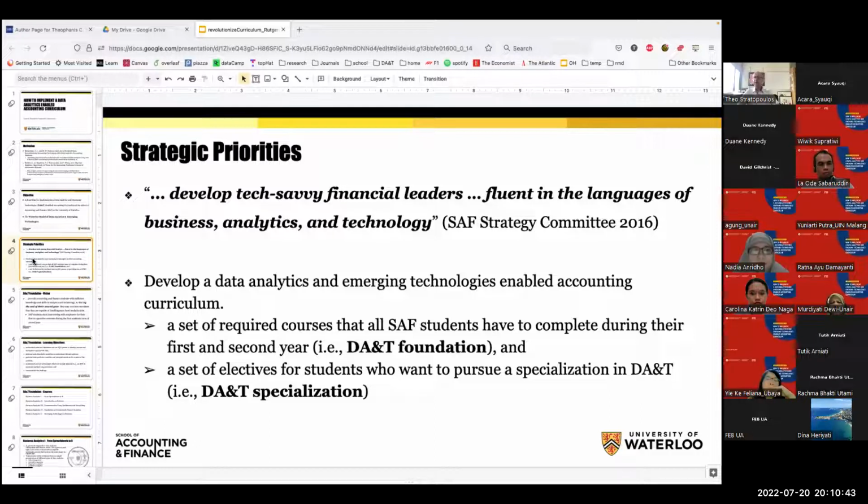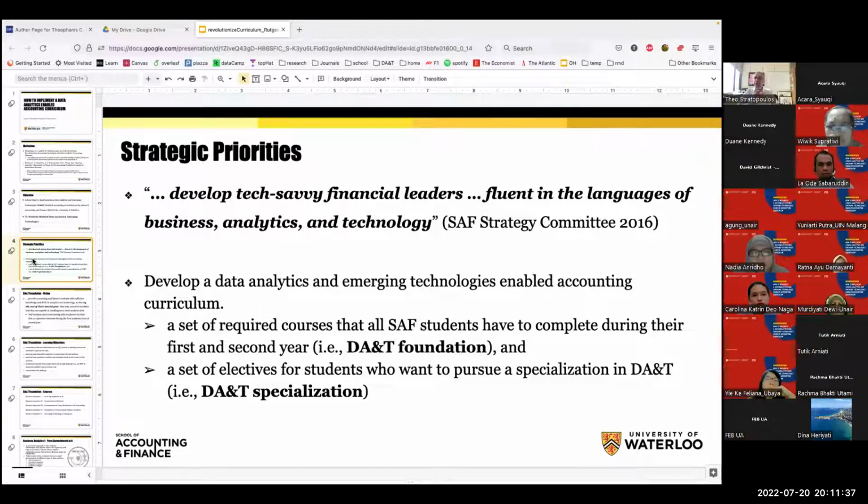So having this strategic priority of developing tech-savvy financial leaders, we decided, all right, what do we need to do to develop these students? It's one thing to say that yes, we want our students to be tech-savvy, but we need to take actions. We need to make changes in our curriculum. The two changes that we introduced as part of the strategy were, first, that we want all of our students to have a strong foundation, regardless of their specialization, whether you want to become a tax accountant, a financial accountant, or a managerial accountant, it doesn't matter. You need to have a good data analytics and technology foundation.